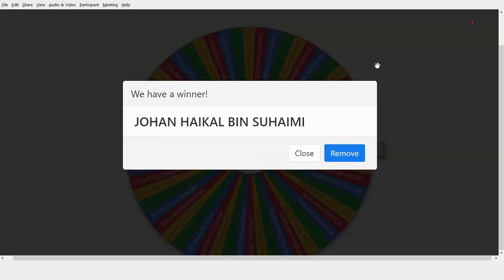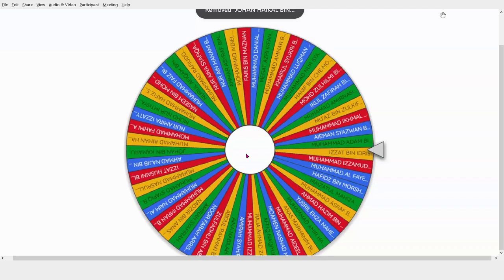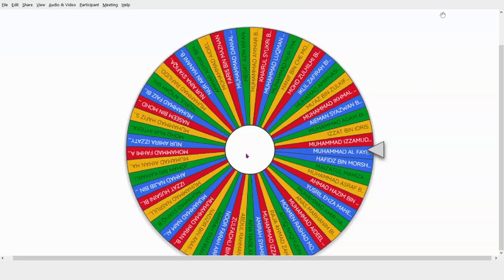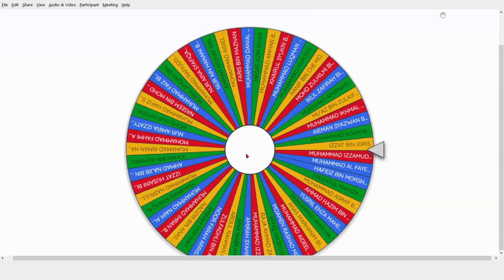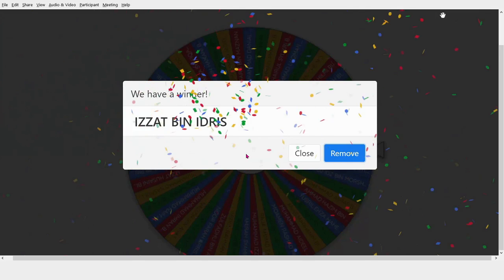Tengok sikit. Ini 60 students. 60 suppose ada lah. Johan. Apa? Tu ada Johan. Tolong isi. Johan C. CI. Siapa tu? Izzat. Ya, Izzat Idris. Izzat on C.